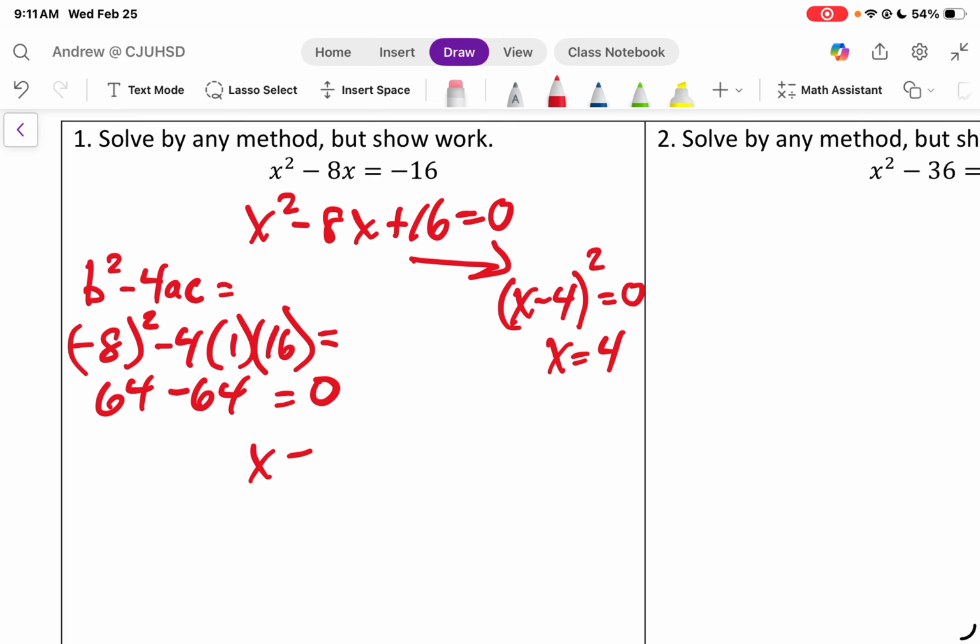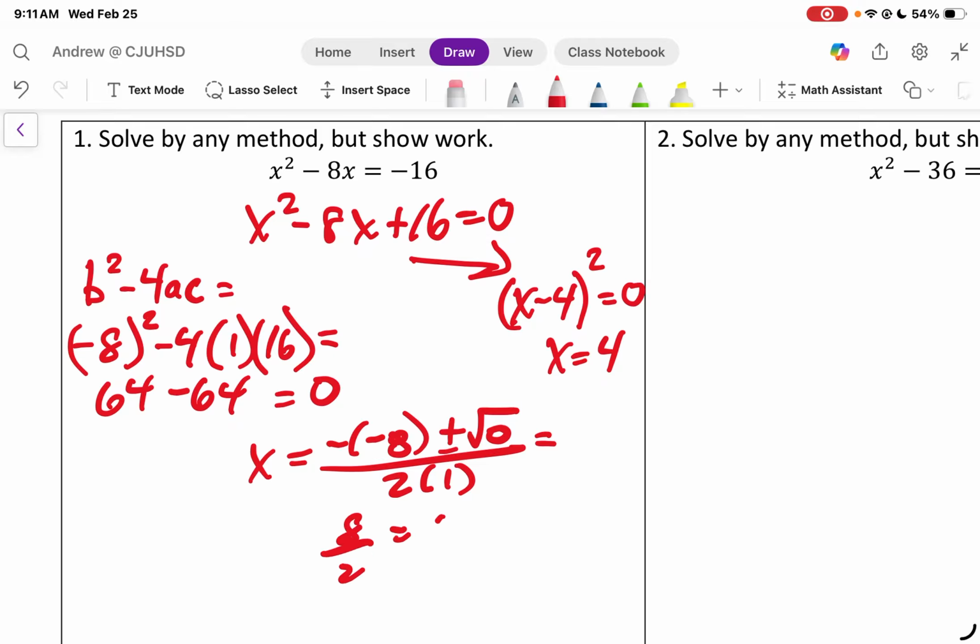So here's x equals negative b plus or minus the square root of 0 over 2 times 1. So it's 8 over 2, or 4. See, just what I thought it was going to be right there. So you kind of have to just choose strategically.